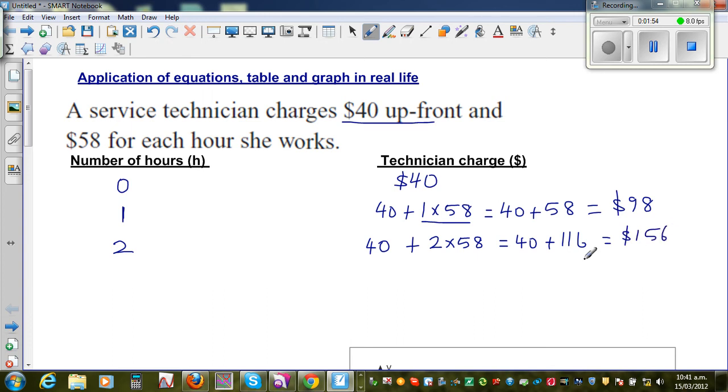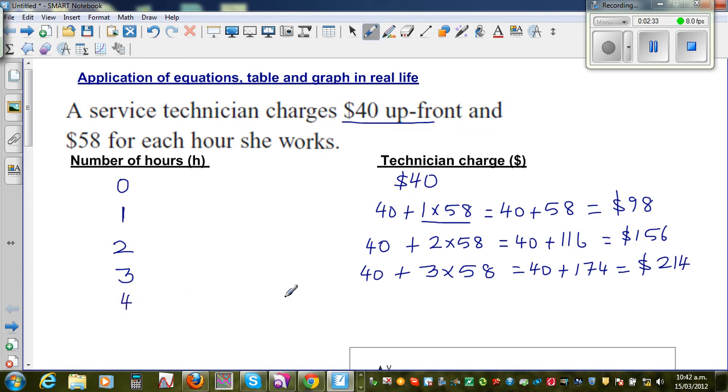So if she works for 3 hours, you do 40 plus 3 times 58. I want you to look at a pattern that is developing. 3 times 50 is 150 and 24, which is 174. This is how I do it without a calculator. I'll show you how to do it on a calculator. This is 214 and so on. So let us go up to 5.